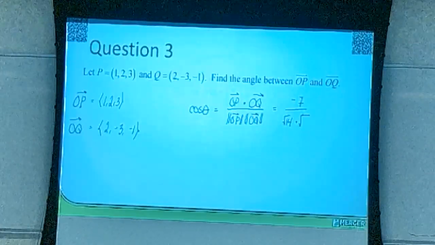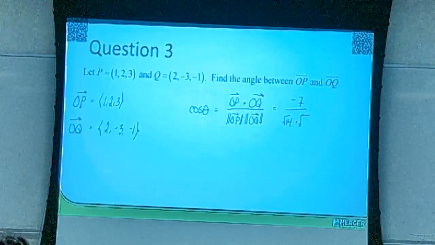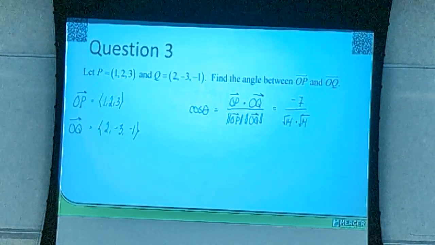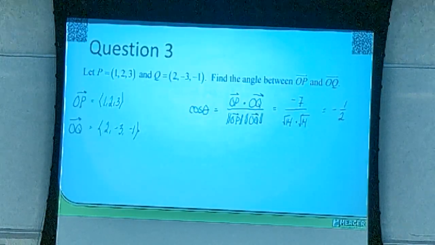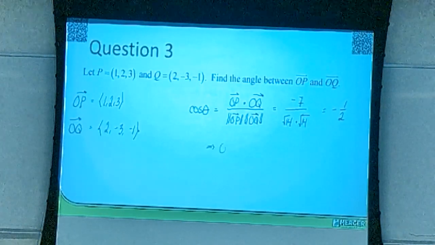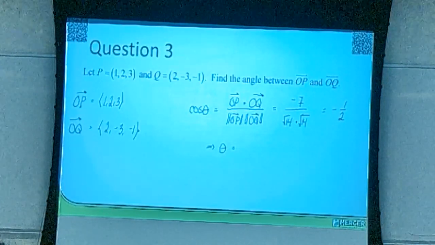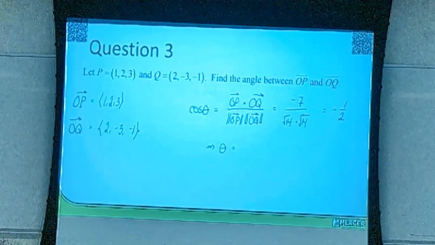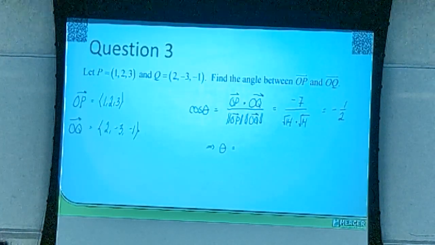Oh, they both root 14? No, that can't be right. No, they are, okay. Cosine of the angle is negative 1/2, so what's the angle? 90. Or cosine, which is what? Negative 1, which is 180. Negative 1/2, which is what? 2 pi over 3.